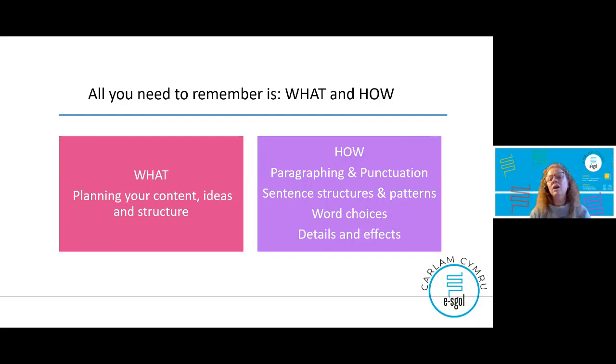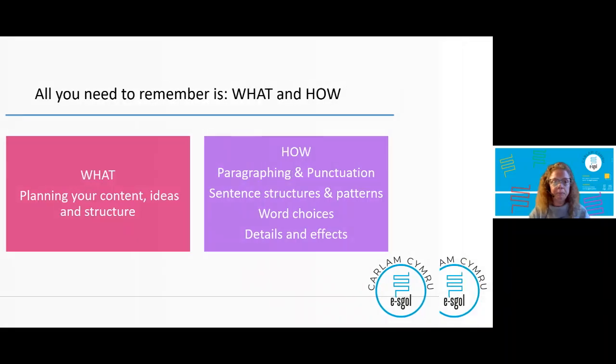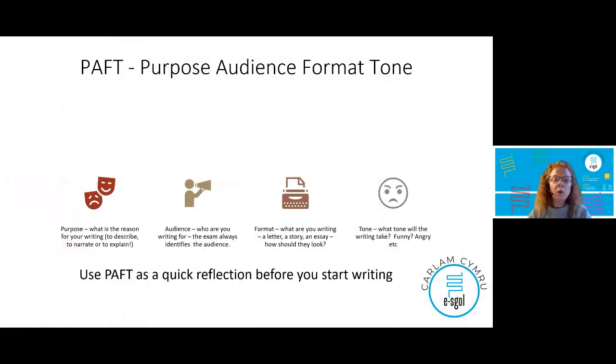The how is how you write it, your paragraphing, your punctuation, your sentencing, your word choices, the details and effects that you put in. So in the exam, the what is what you start with. You plan it out, you get your ideas down. And then the how is the balance that you make between the way that you write and the way that you try and engage your reader. So you try and make it interesting. And this is one way that you can do it.